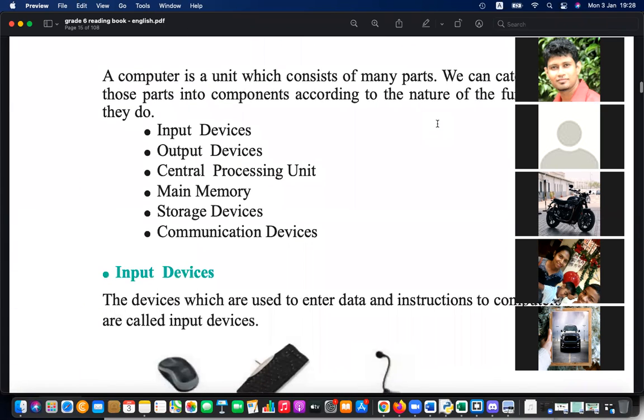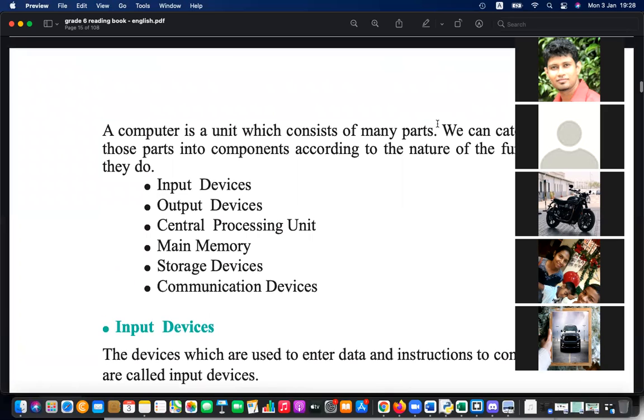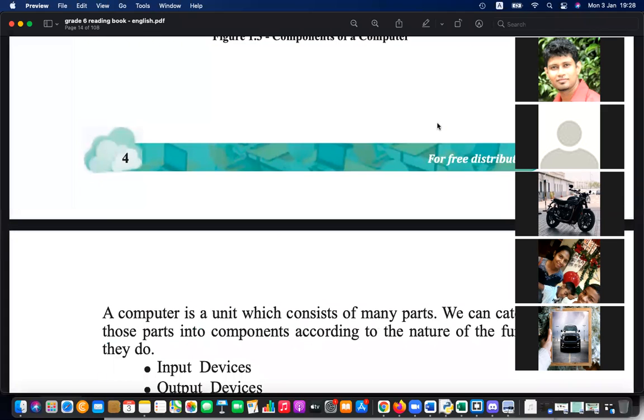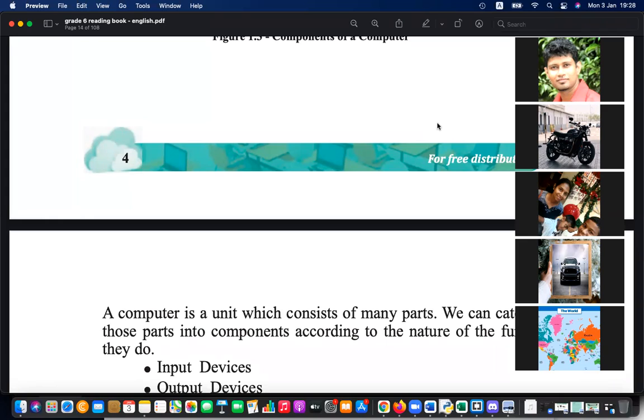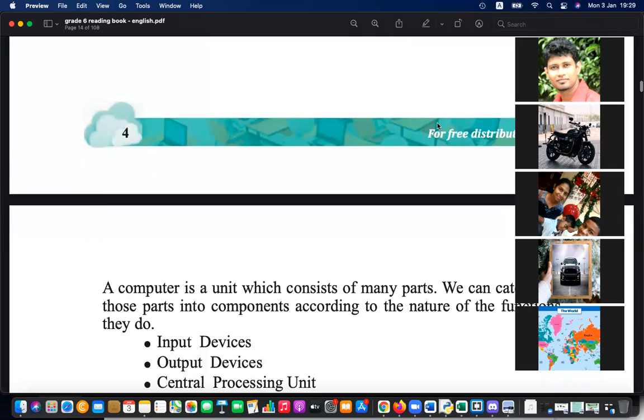Okay, then we learn about different devices of the computer. Input devices, output devices, you already know. So what is the brain of the computer? CPU, Central Processing Unit. Yes, that is the brain. The brain can think. And the brain is used for calculations, logical thinking, etc.